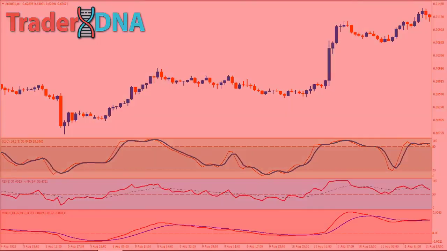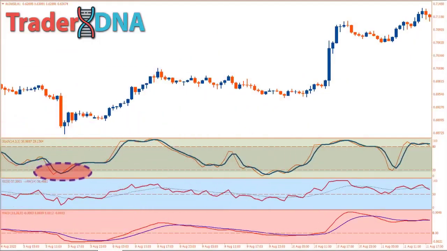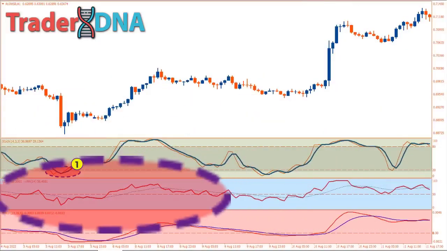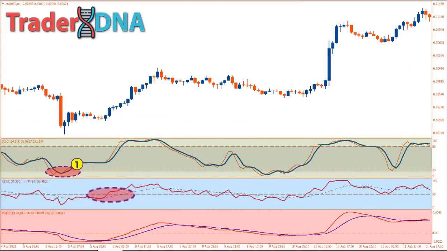Step 1. Look at stochastic, then make sure both K and D lines are in oversold regions. Step 2. Use RSI to confirm the upward trend by making sure it is above the middle line, 50. Step 3. Use the MACD to confirm the upward movement. You have to make sure the MACD line crosses above the signal line.